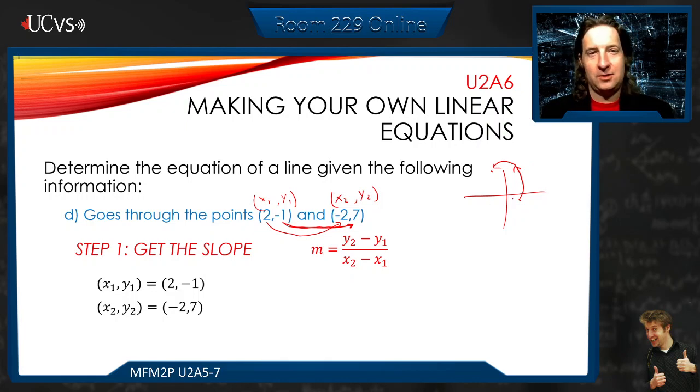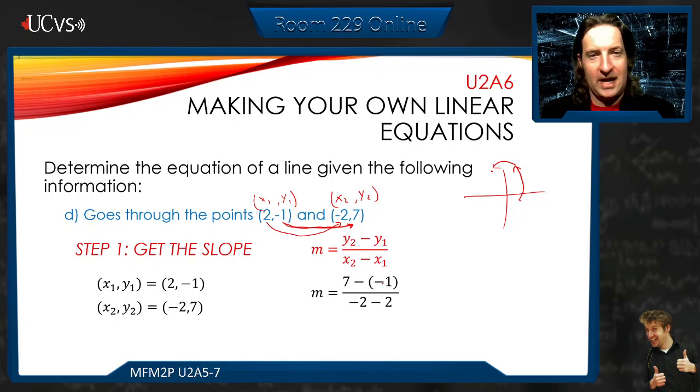All right, so I can replace my numbers here. y2 was 7, subtract y1, which is -1. So 7 take away -1. And then for my x2, my run numbers here, x2 is -2, take away +2. So what's that going to become?